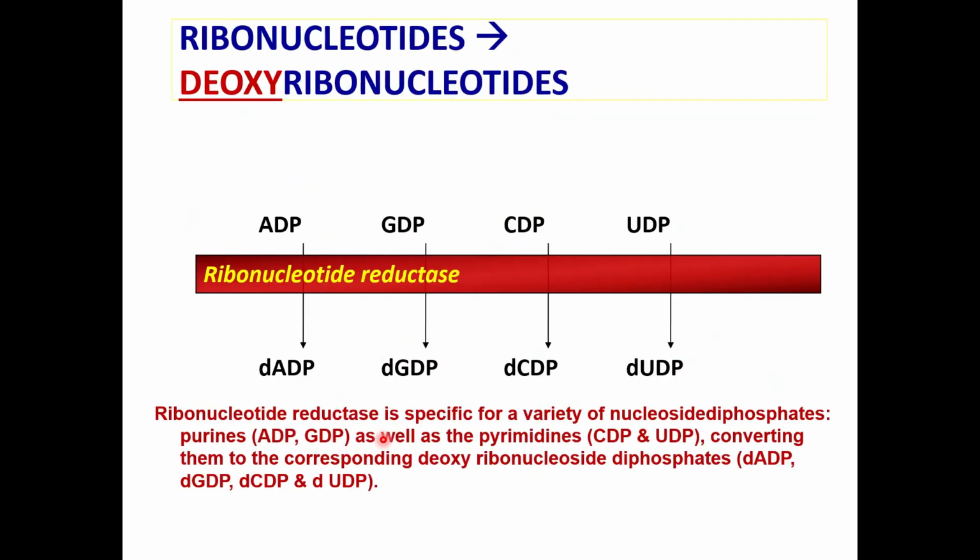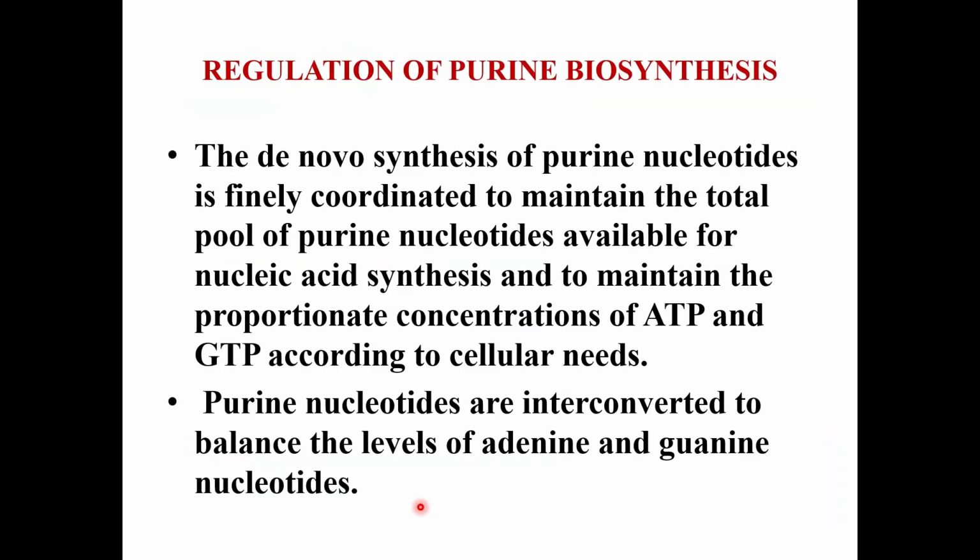So this enzyme, you should know, converts all the ribonucleotides to the deoxyribonucleotides. It is specific for a variety of nucleoside diphosphates, that is purines ADP, GDP, as well as pyrimidines CDP, UDP, converting them to the corresponding deoxyribonucleoside diphosphates, that is dADP, dGDP, dCDP and dUDP.